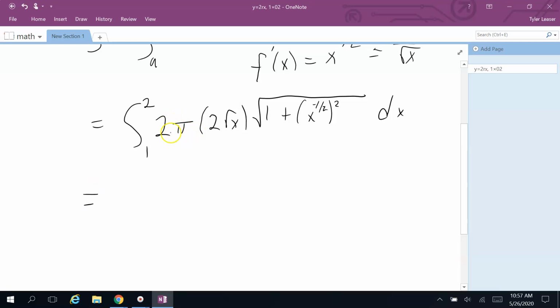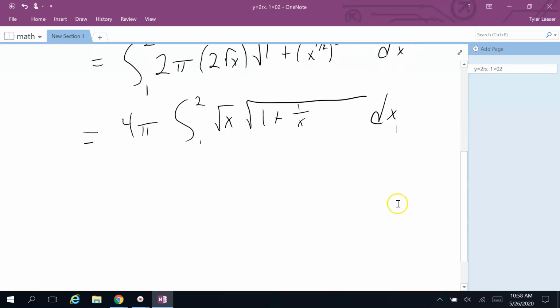Okay. I'm going to pull the constants out. We have 2 times 2, which is 4. We have a pi that we can pull out. Other than that, it's still the integral from 1 to 2. We still have the square root x out in front, and we have the square root of 1 plus. So I'm going to go ahead and square that, thinking about it like we did up here. When you square that out, it's going to be 1 over x.